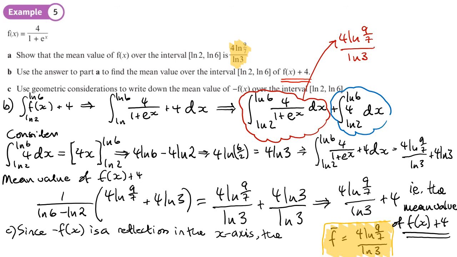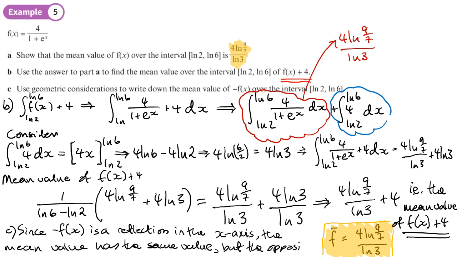the mean value has the same value but the opposite sign. Yeah, so if it's got the same value and the opposite sign, what that means is that the mean value of negative f of x is basically equal to the negative value of the mean, which means, let's put the answer for C up here so I don't have to rub anything out.